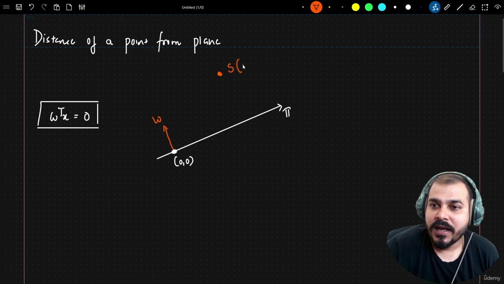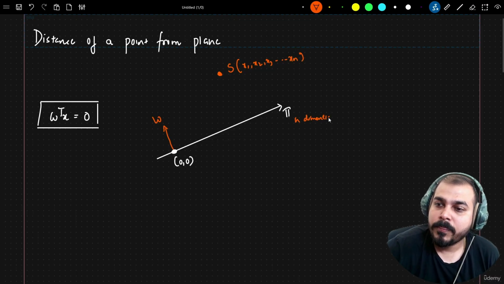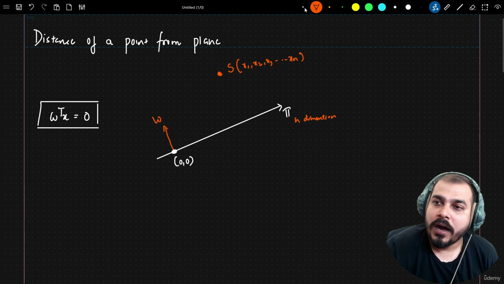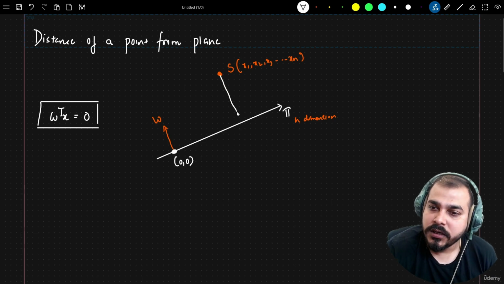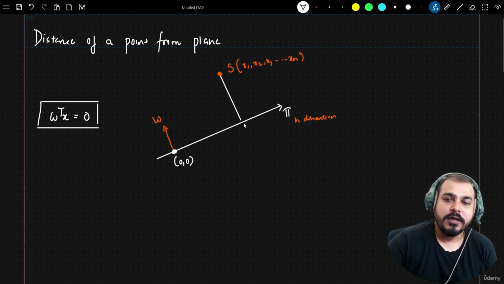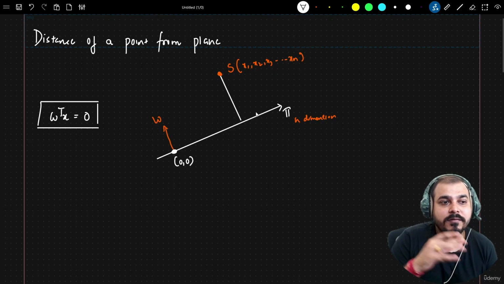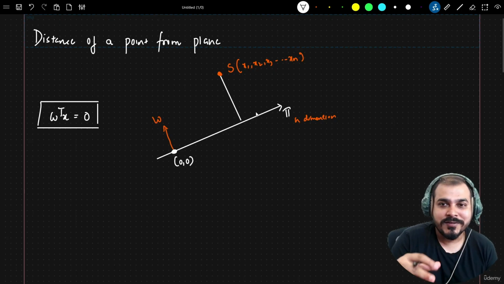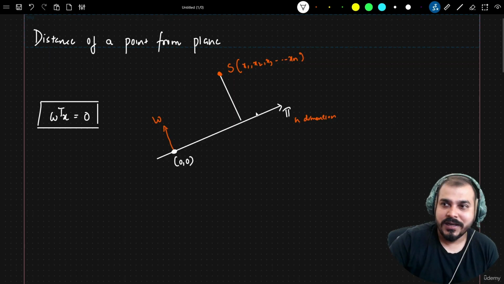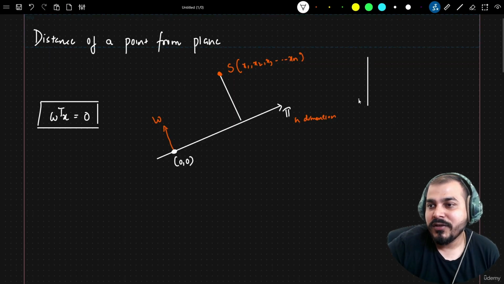Let's say this point is specified by x, and it has some coordinates like x1, x2, x3, up to xn. Let's consider that this is an n-dimensional plane. Now, how do I find the distance between this particular point and this particular plane? This is super important because in some algorithms like logistic regression and SVM, we are going to use this, because in logistic regression we usually solve a classification problem.